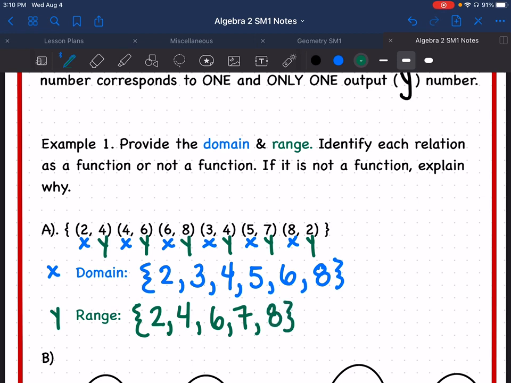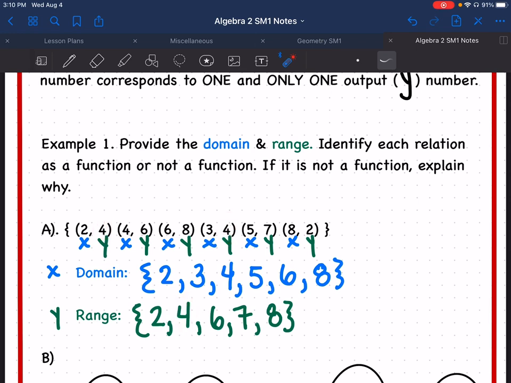So notice that my range is a little bit smaller than my domain. That is okay, and that is because notice right here I have a 4, and then again I have a 4 right here. But I only have to put that 4 once in my range, I don't have to put it twice.